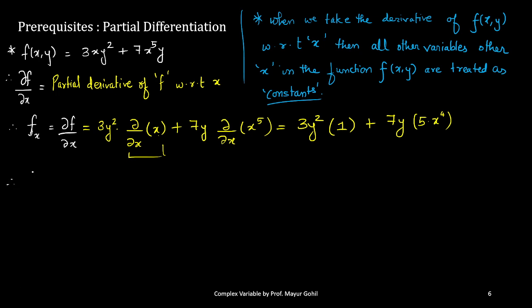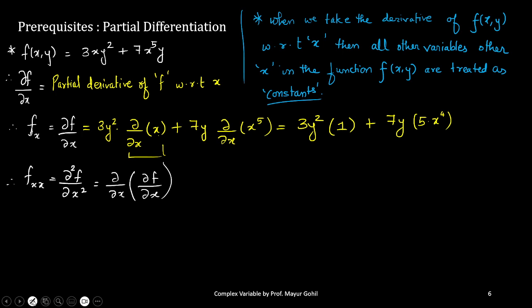let's say if we are asked to find f_xx, so this is basically ∂²f/∂x². That means the meaning is ∂/∂x of ∂f/∂x. So again we are going to do the derivative of whatever answer we have got. We will take its derivative with respect to x. So let's see what happens.